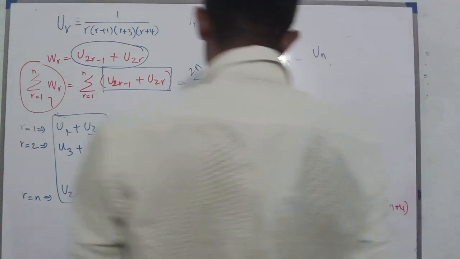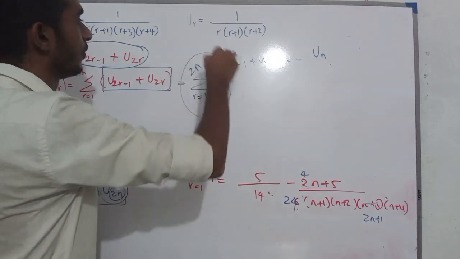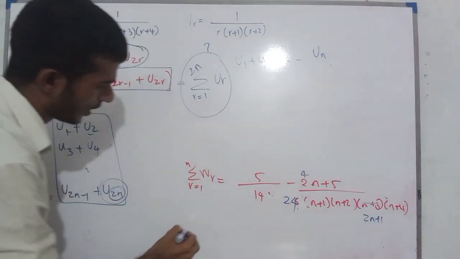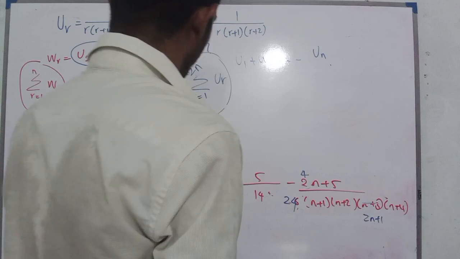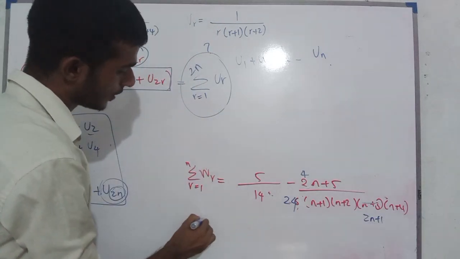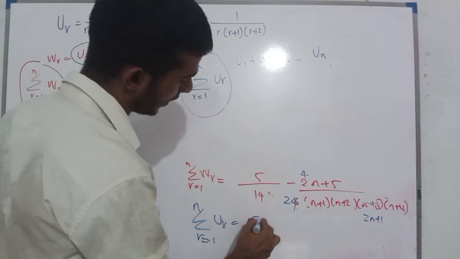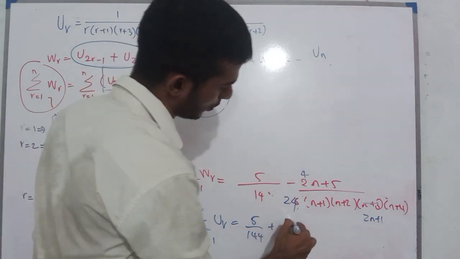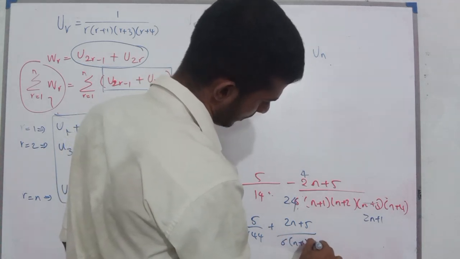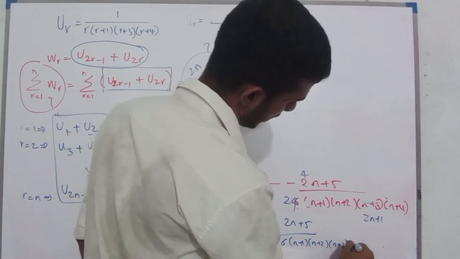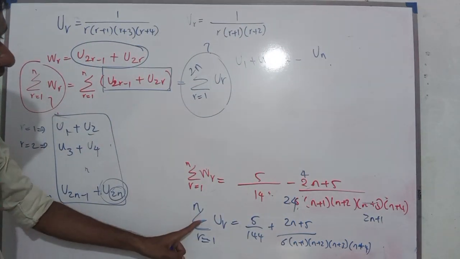Now this is simple. We already found out the summation of u_r earlier. Now this is what we have to find out. Earlier, the summation of r equal to 1 to n of u_r was like this: 5/144 minus (4n plus 5) divided by 6 into (n plus 1)(n plus 2)(n plus 3)(n plus 4). Now we have to sum 2n terms.